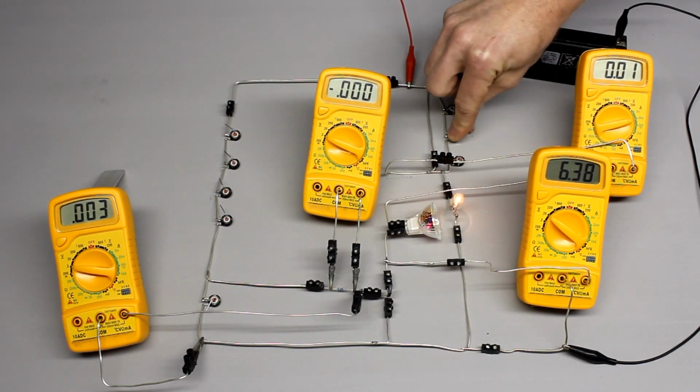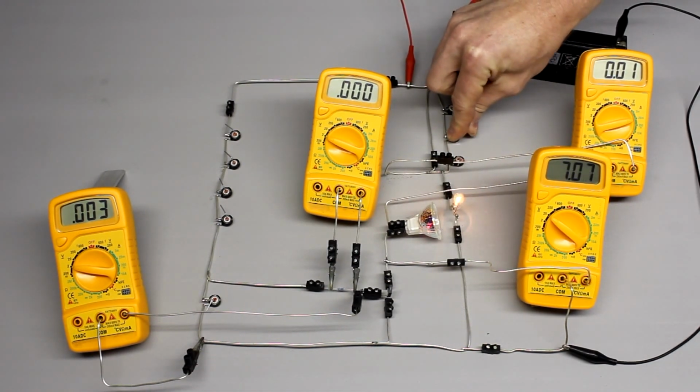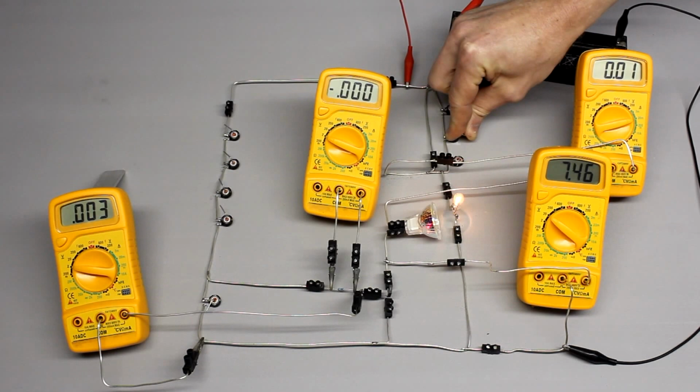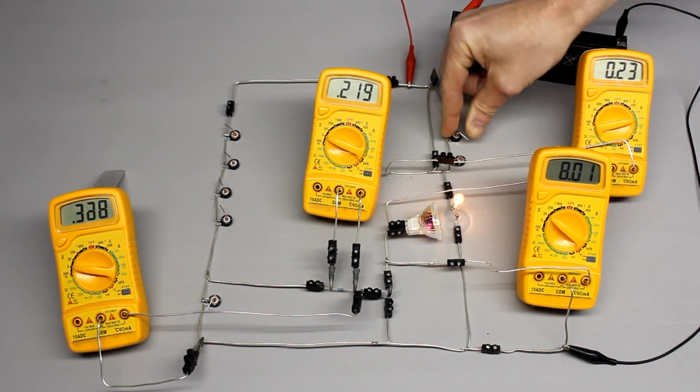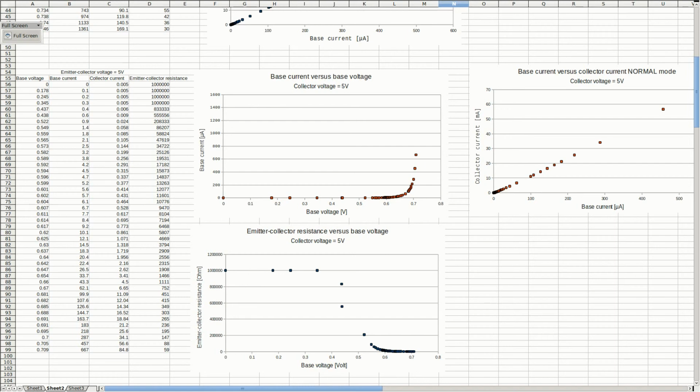Operating a transistor at a too high collector voltage also leads to unwanted effects, as we could see while recording the values in reverse mode. The recorded values of this video are available at the project page. That's all about the electric properties of bipolar junction transistors for now.